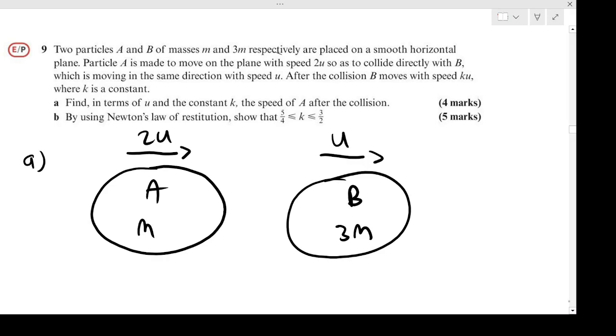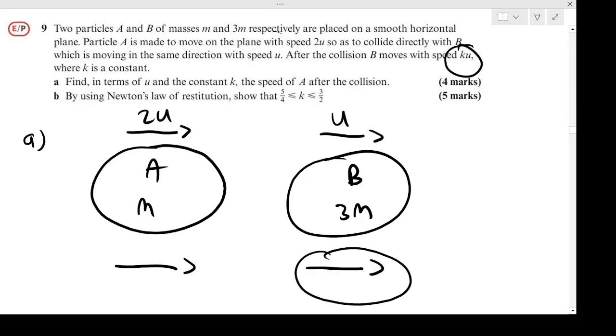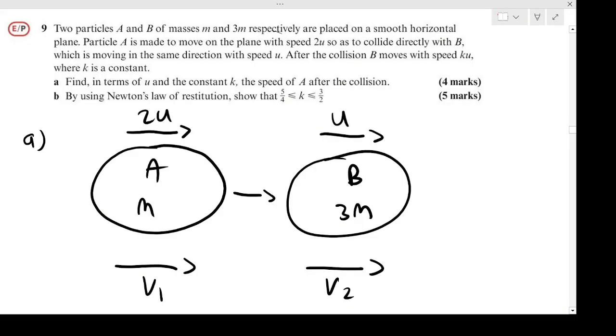Now, I'm told after the collision, B moves with speed ku. We're not told any direction, so again you could assume that they're both just going forwards. That's fine. Actually, B has to go forwards in this case, because if you think about it in a common-sense, physics way, if you've got these two balls going forward, A is going to push into B, and that'll push B even further forwards. So B has to move forwards, and then let's say A is also moving forwards. Hopefully happy with this.